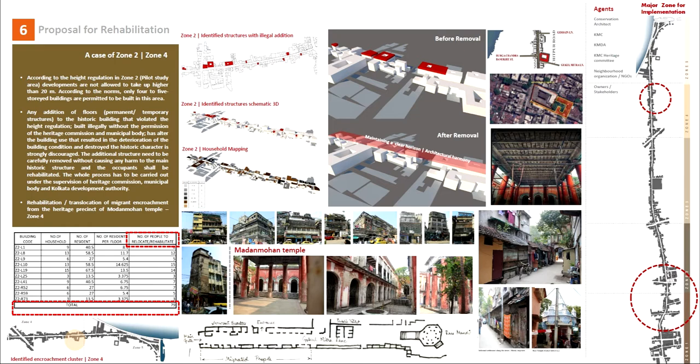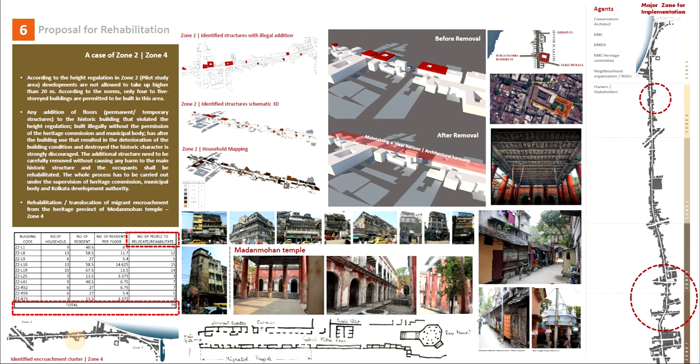Proposal for rehabilitation. Any addition of floors to the historic building that violates the height regulation, is built illegally without the permission of the Heritage Commission, has altered the building use that results in the deterioration of the building condition and destroyed the historic character is strongly discouraged. The additional structures need to be removed carefully without causing any harm to the main historic structure, and the occupants shall be rehabilitated. The whole process is to be carried out under the supervision of the Heritage Commission, Kolkata Municipal Body and the Kolkata Development Authority.